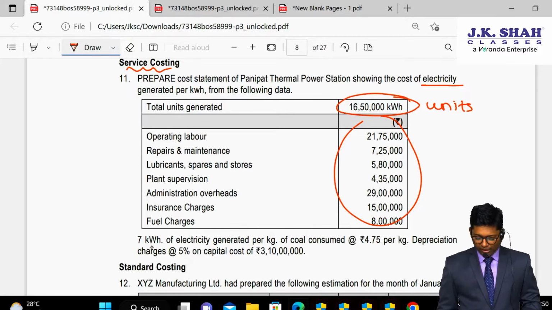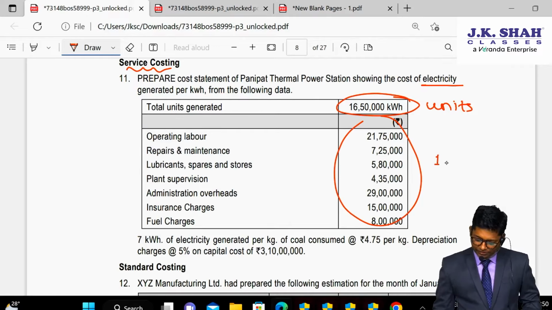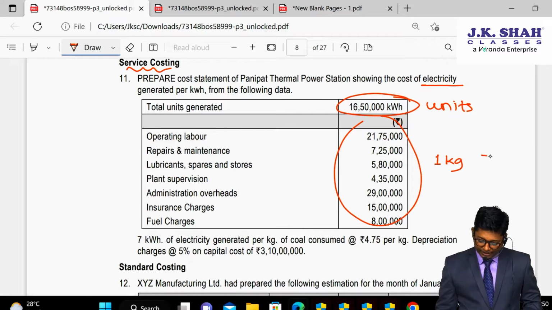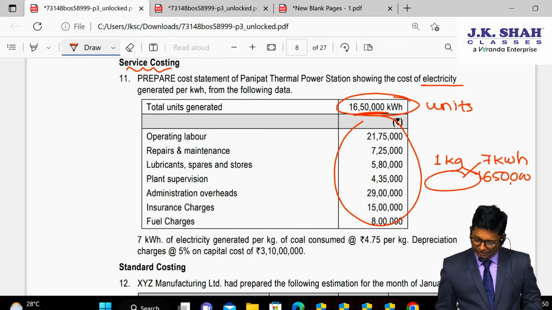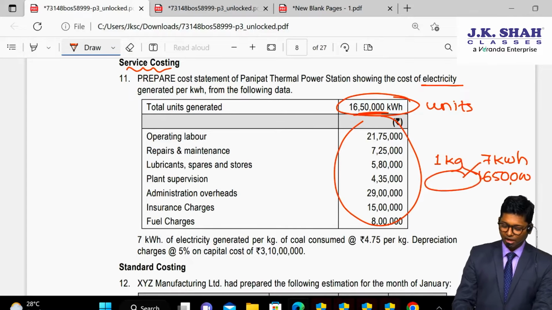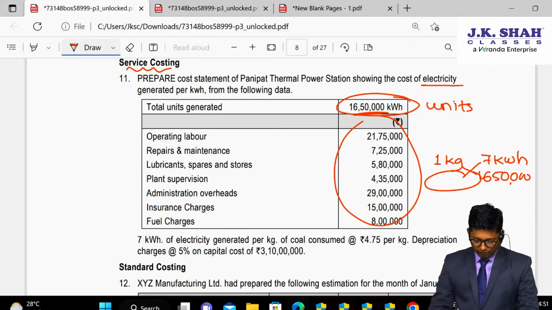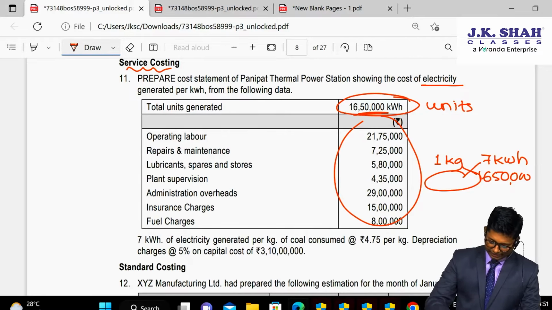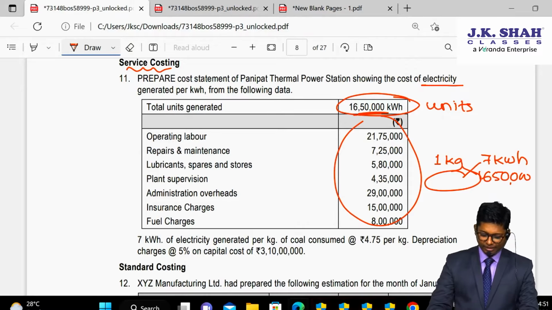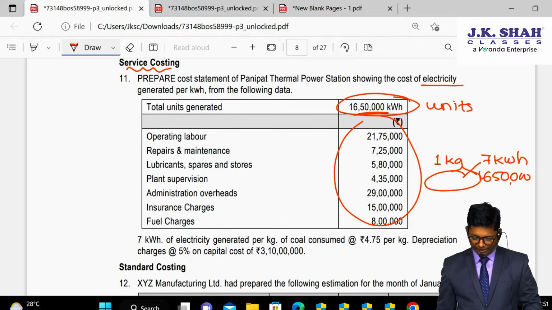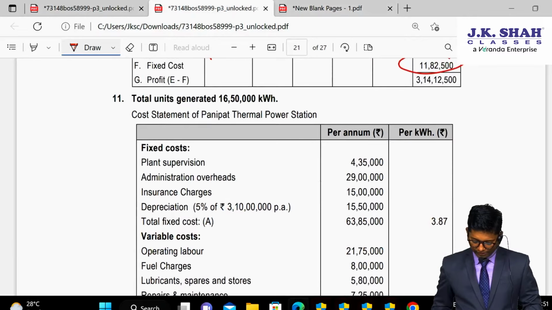7 kilowatt hours of electricity generated per kg means when you use 1 kg of coal, you generate 7 kWh of electricity. As per given information, total units of electricity generated during the given period are 16,50,000. So for that purpose, we need to calculate how much coal is used. So 7 kilowatt of electricity is generated per kg of coal. So 1 kg gives you 7 kilowatt. 16,50,000 into 1 divided by 7 will give you a certain number, and when you multiply that number by 4.75 you will get one cost, and that cost you need to record here. See, you can check here.